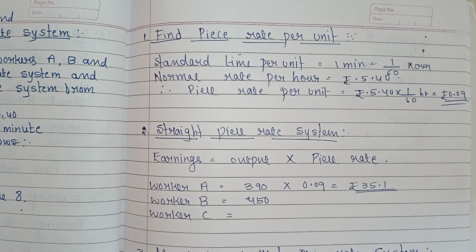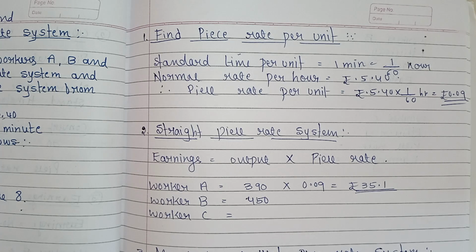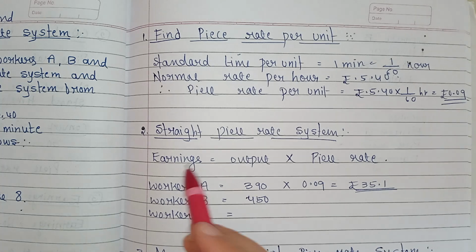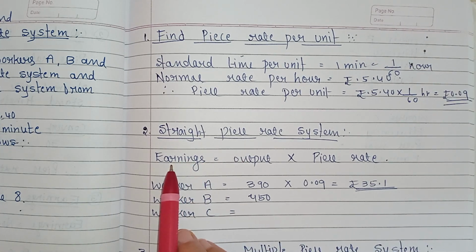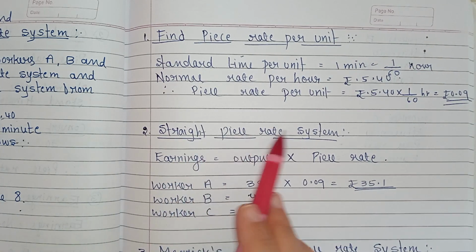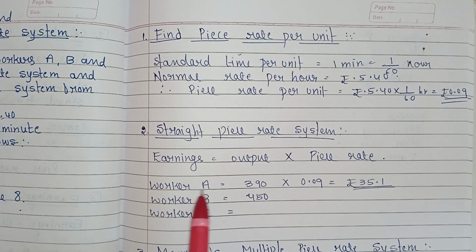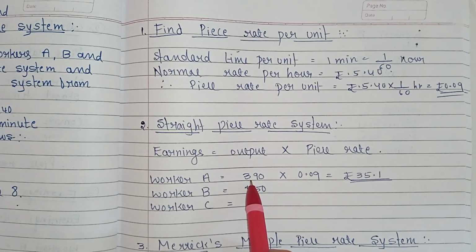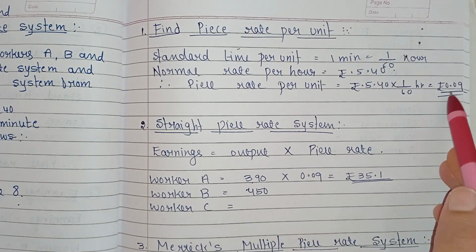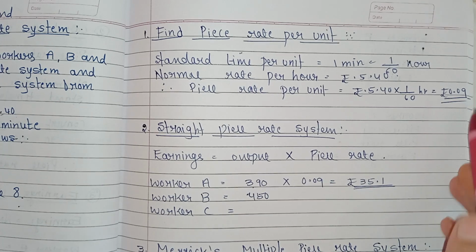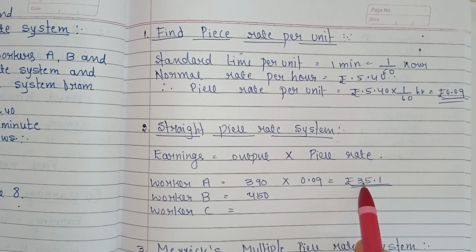Why do we need the piece rate? In straight piece rate system, we need the piece rate in order to calculate the earnings. The formula of straight piece rate system is output into piece rate. So let's calculate the earnings under straight piece rate system. For worker A, the actual output is 390 units and the piece rate is 0.09, so the earnings equal 35.1.